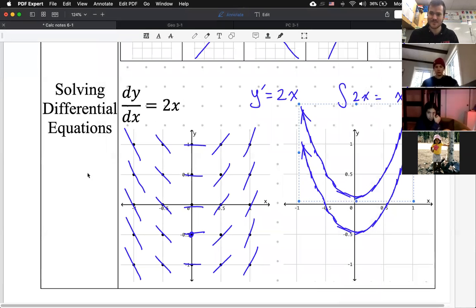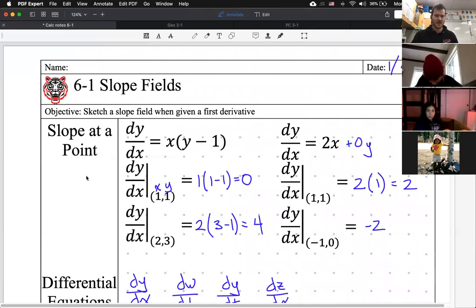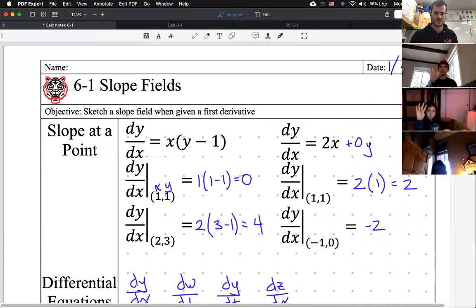We still have 20 minutes to do homework. Let's do a fist of 5 really quickly on your objective. How well can you sketch a slope field when I give you that first derivative? Fist of 5. 4, 4, 4, 5. And I can't see Teflon. The background is making it really hard. 4. All right, cool, thank you.